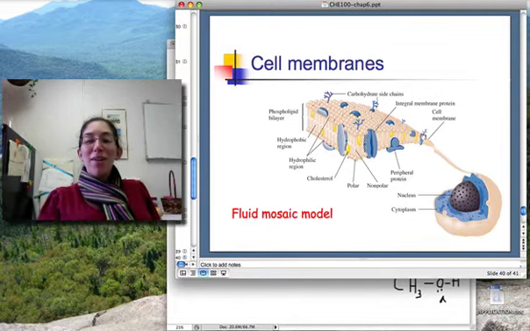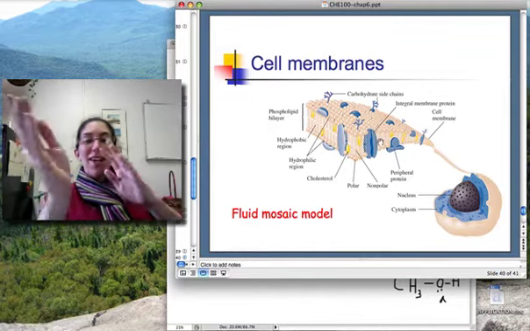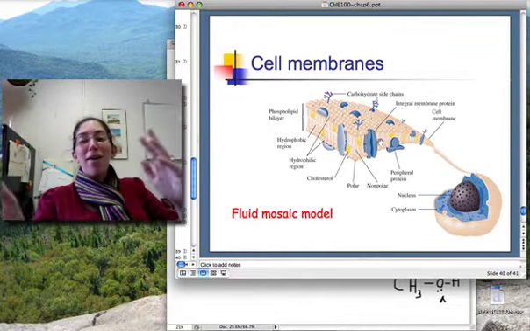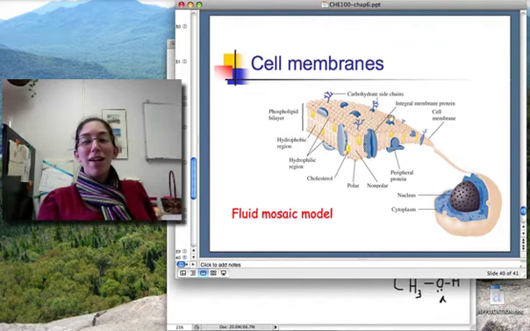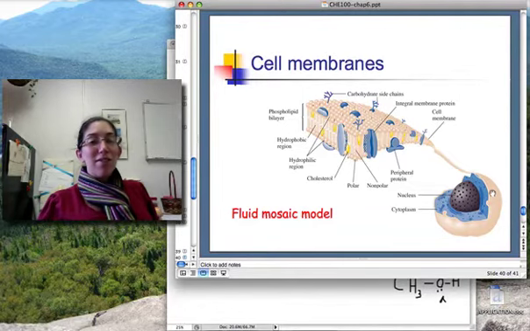So these proteins and things can drift about through the phospholipid bilayer. They can move around on the outer surface of a cell. If you have a protein that's here on your cell membrane, it can actually move to other sides of the cell if it needs to. It's called the fluid mosaic model of the cell membrane.